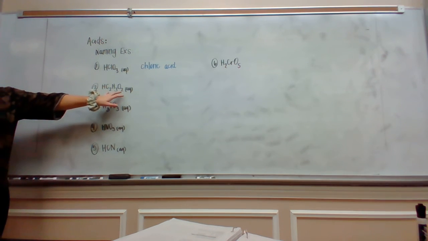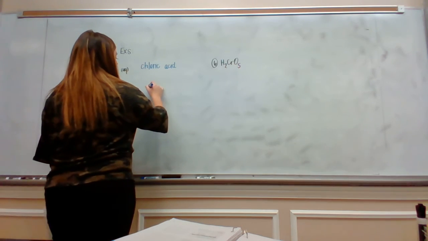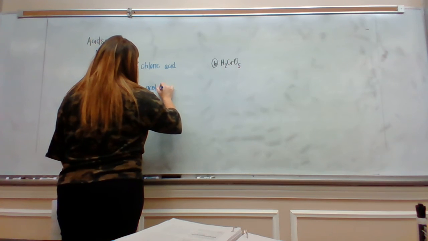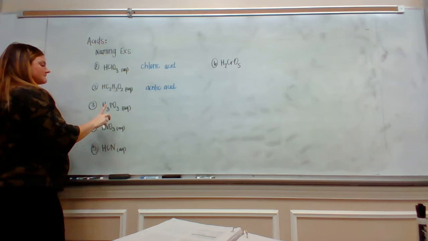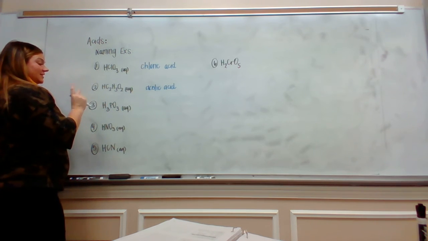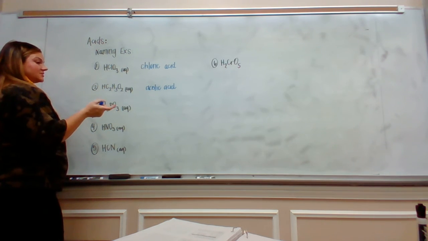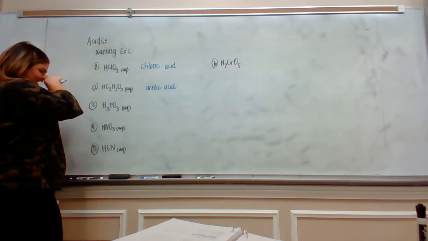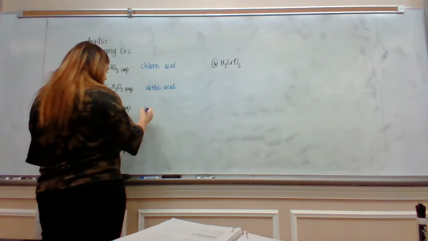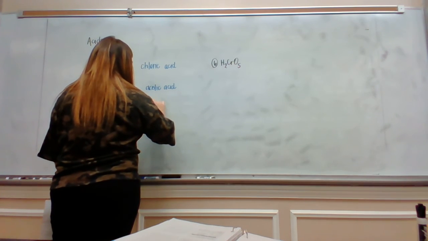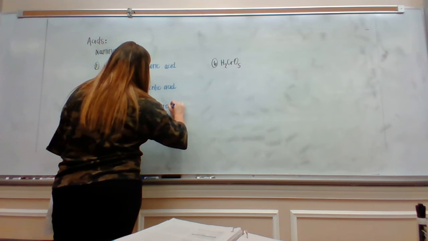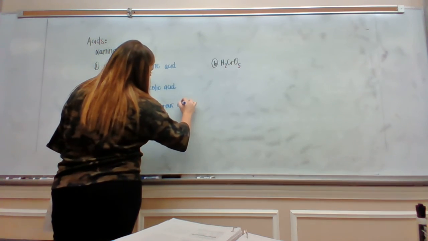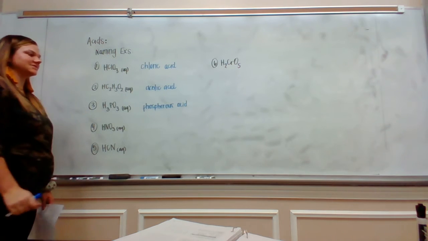Anybody know what this polyatomic ion is? So it's acetic acid. Here, this is a derivative of phosphate, but it's 1 less oxygen, so it's what? Phosphite. So we changed the ending to OUS instead of IC. So it's phosphorous acid.